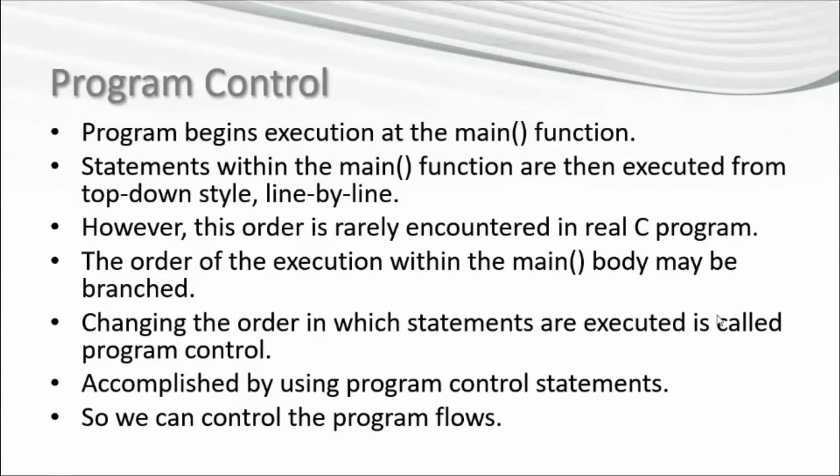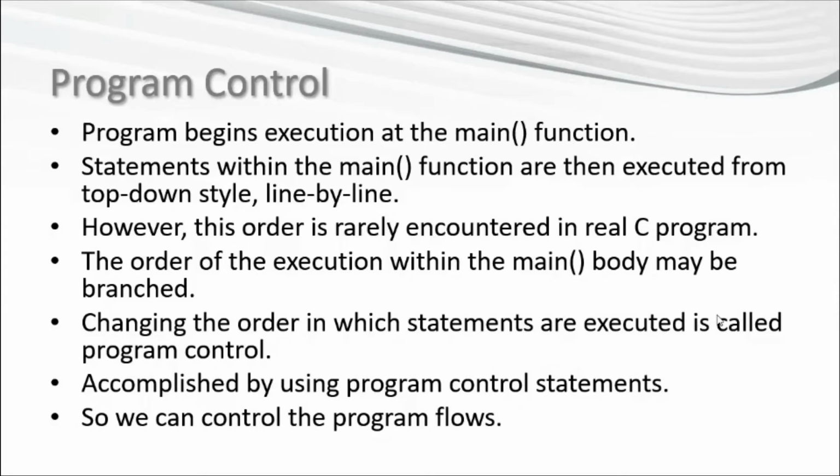A program begins execution at the main function. That is always so in any C programming. What happens is the program execution starts at the main function. As we said earlier, in all C programs a main function is necessary. So in all programs, execution starts at the main function itself. Then the statements within the main function are executed in a top-down style, line by line.